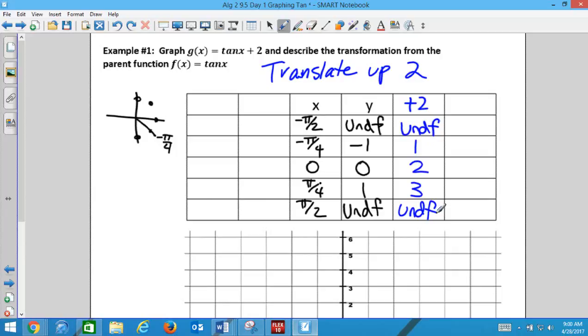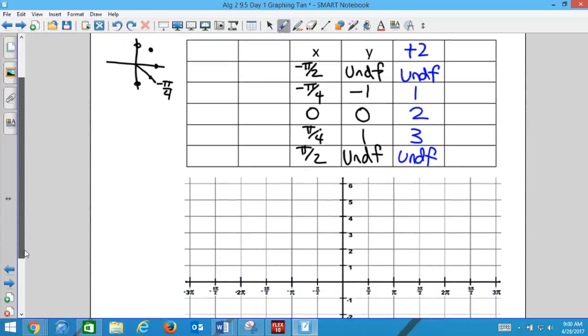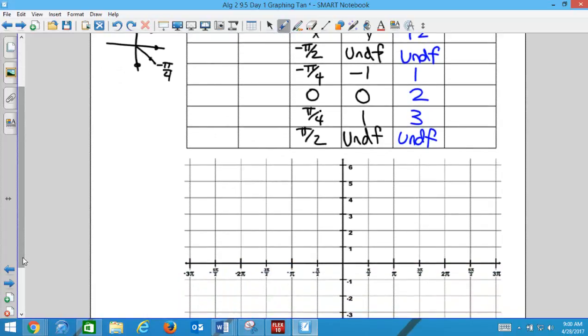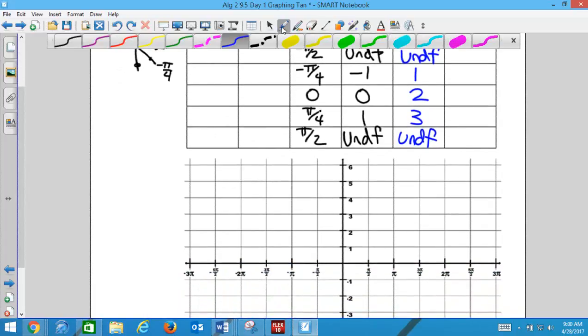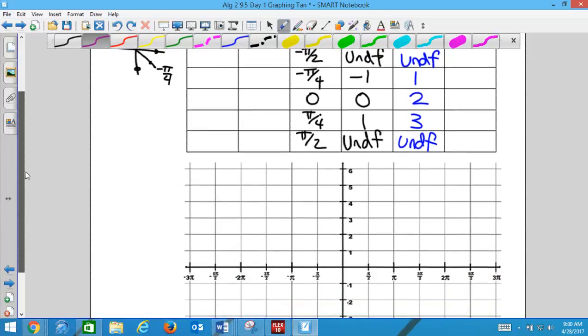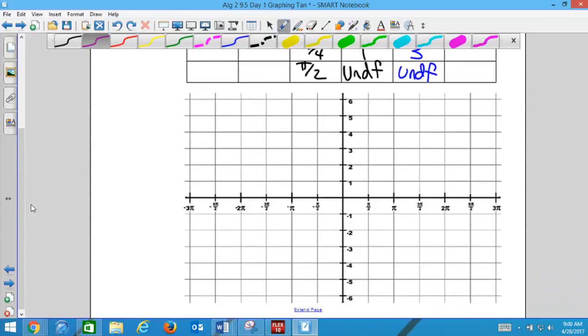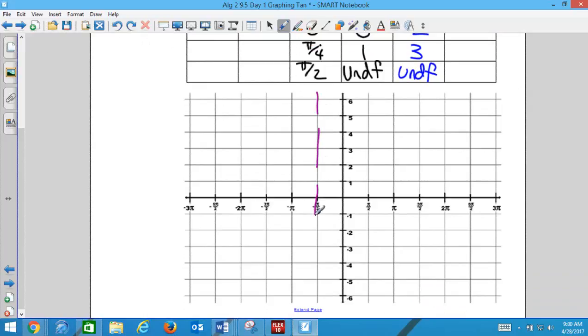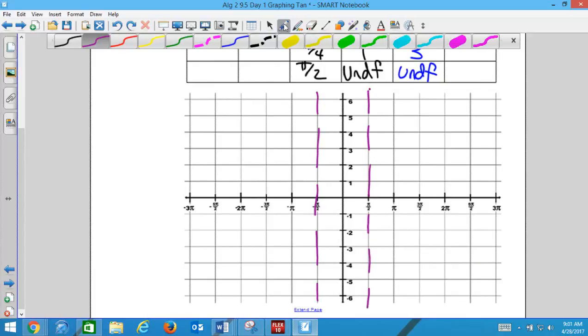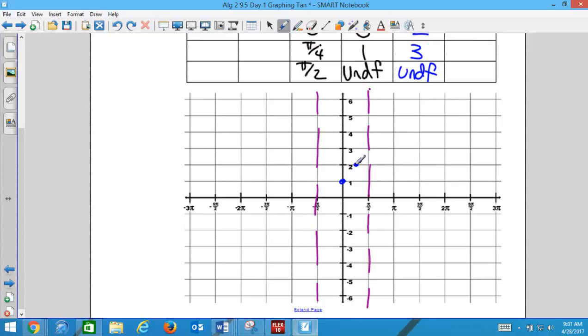Let me graph it. I like to do my asymptotes in a different color. It's a little easier to see them, but that's just me. So my undefined is still at negative pi over 2 and pi over 2. I gave you a different graph for this one, the ones that are more like the homework graphs. Pi over 4, you have to know, is right in the middle.